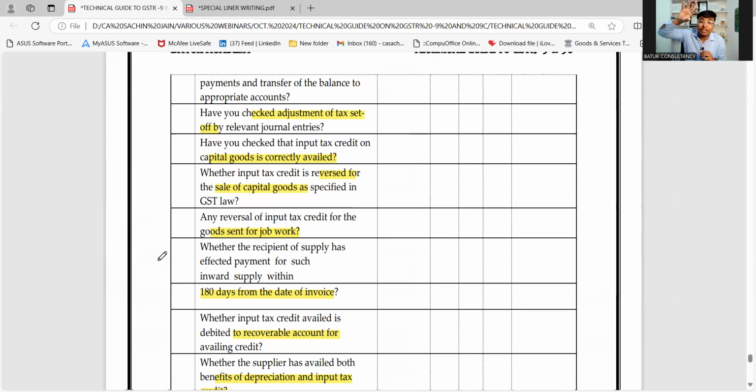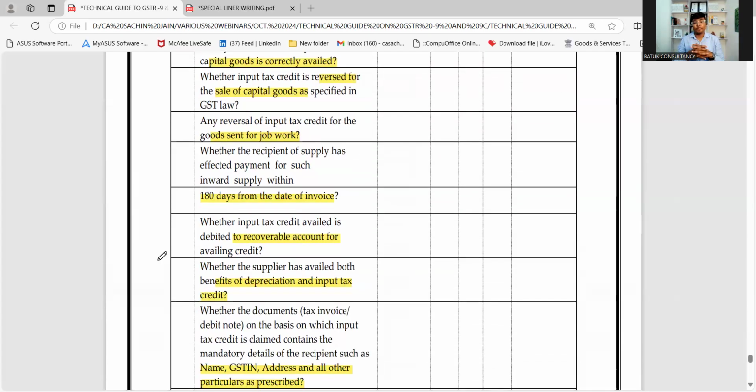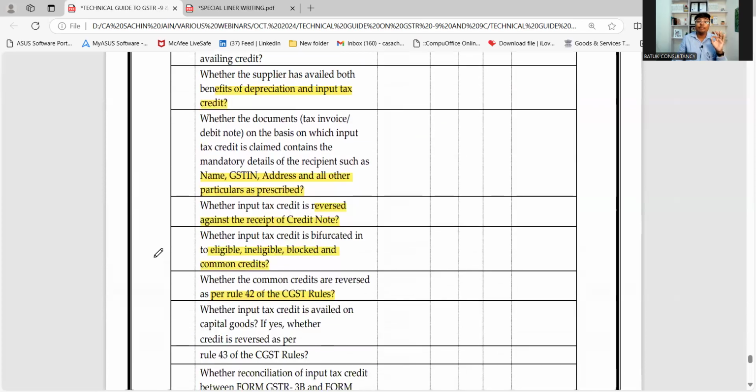If there are any goods sent on job work, in such a situation, what treatment of input tax credit has been done. If there is any purchase and the payment has not been made to the supplier within 180 days, in such a situation, whether input tax credit has been reversed or not. In case of capital goods, whether the correct treatment of depreciation and the input tax credit has been made or not, that type of thing we need to check. In case of any credit note, whether the input tax credit has been reversed or not. The correct bifurcation of eligible, ineligible and blocked credit has been done or not. The reversal as per Rule 42 and 43 in case of capital goods or input service, exempted supply or taxable, has been done or not.